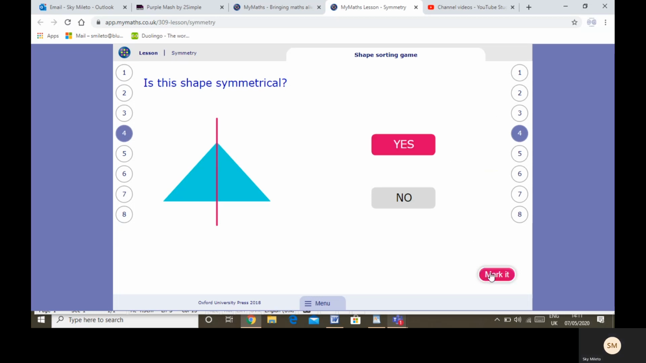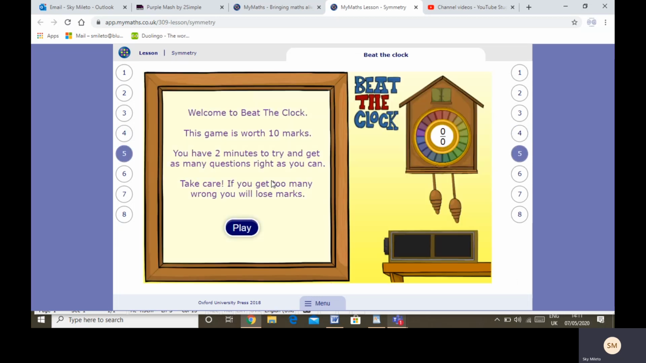Yes. So I'm not going to do them all. You can carry on going through them if you want to on your computer. If you find it very easy, then you don't need to spend too much time on that game. But this is something that it would be nice if you did. Beat the clock. Okay? See how many you can answer in 2 minutes, and then you can put your mark out of 10 in my blog if you want to.